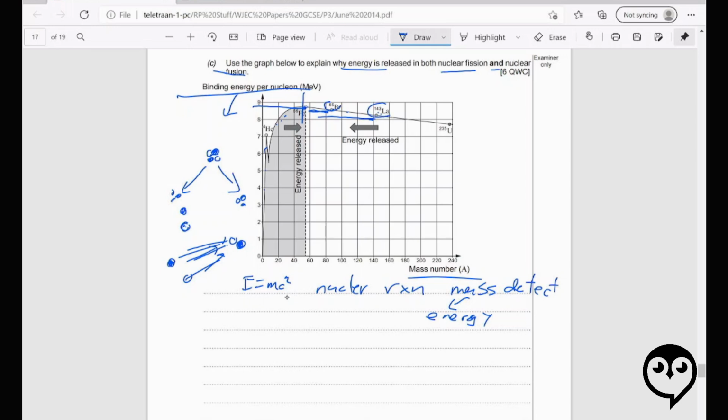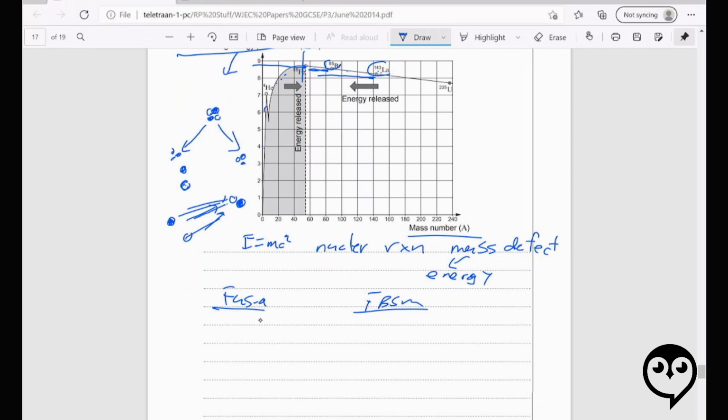Okay, so continuing on here, we know that there's a mass defect that changes into energy, and we could talk about fusion, we could talk about fission, we could say in both cases, energy is released because there's a mass defect.